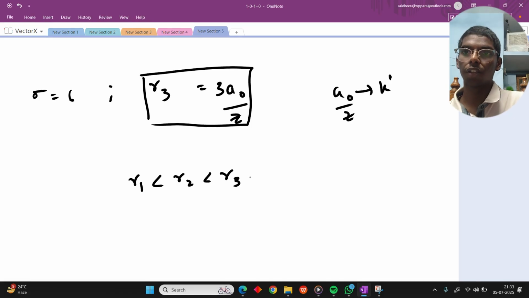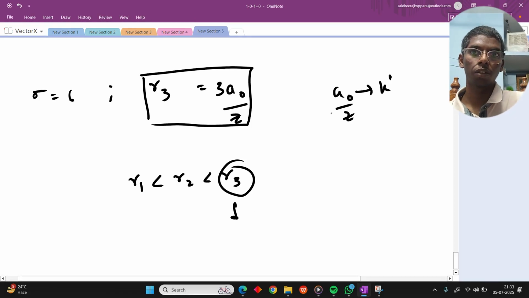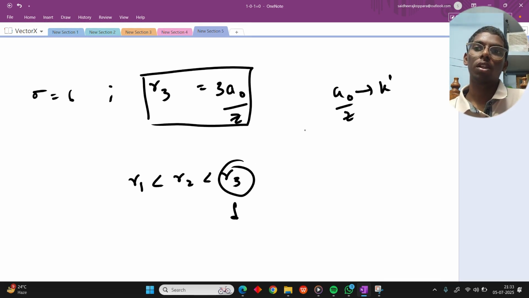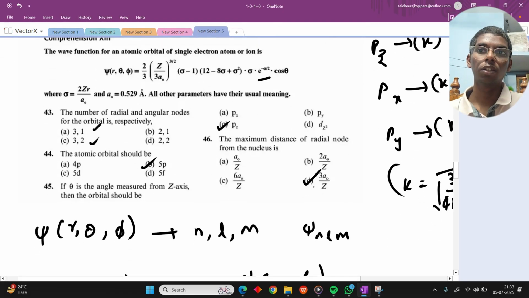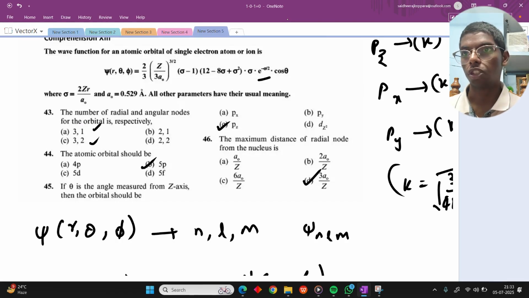Considering a naught by Z as some constant K prime, with this you can conclude that R1 is less than R2 is less than R3. And the maximum distance is R3 because it's farthest from the nucleus. These all three are the distances where you can find your radial nodes. So the answer for this question will be 3 a naught by Z. Yeah, that's it. Thank you guys.